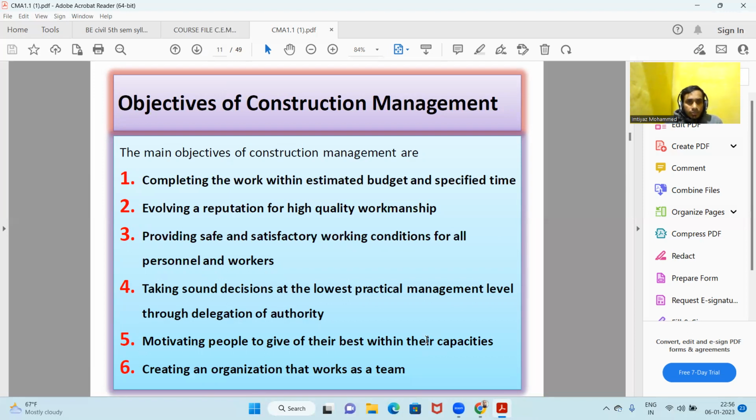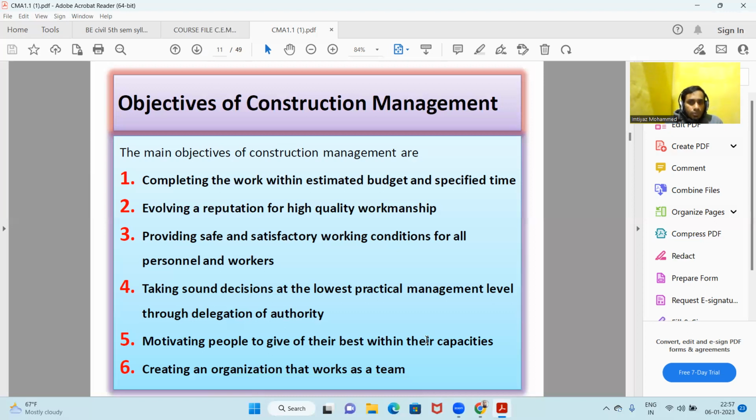Then there should be a feasibility of taking important decisions at the lowest practical management level, through delegation of authority. So there should not be a communication gap in the hierarchy. If any decision has to be taken, it could be taken at the lowest practical management level, without disturbing the upper management. Moreover, it becomes very crucial to motivate people to give their best within their capacities, because if we are able to motivate them, then we can get the best out of them, keeping their morale high and keeping them encouraged by giving them awards and appreciating their work from time to time.